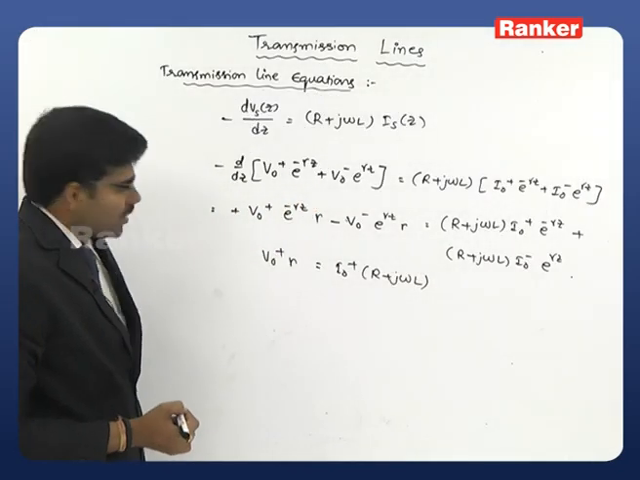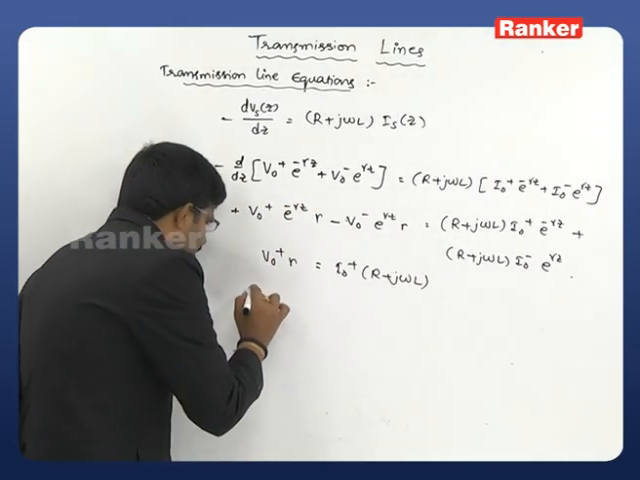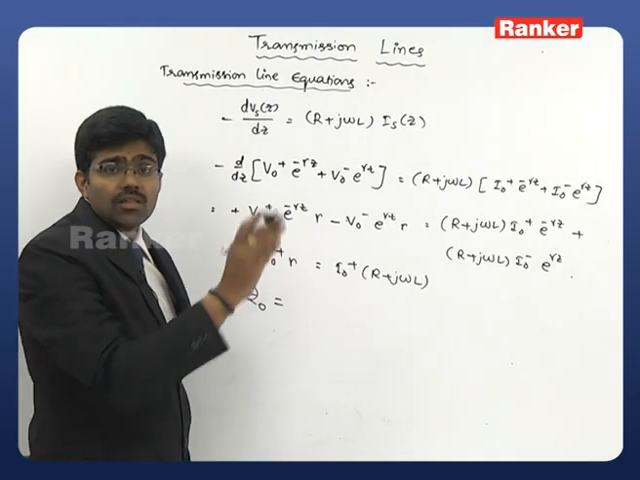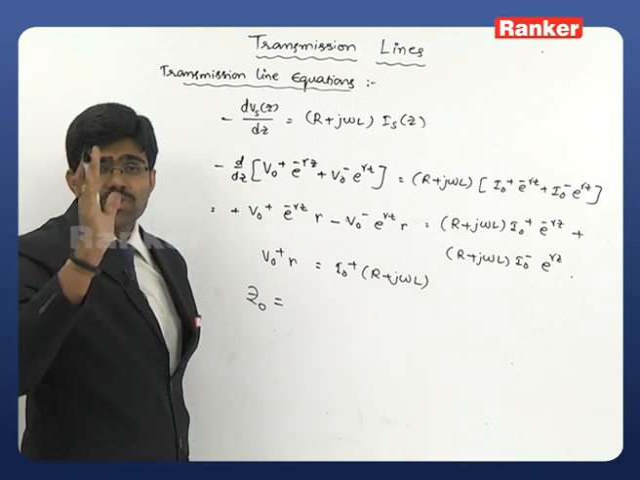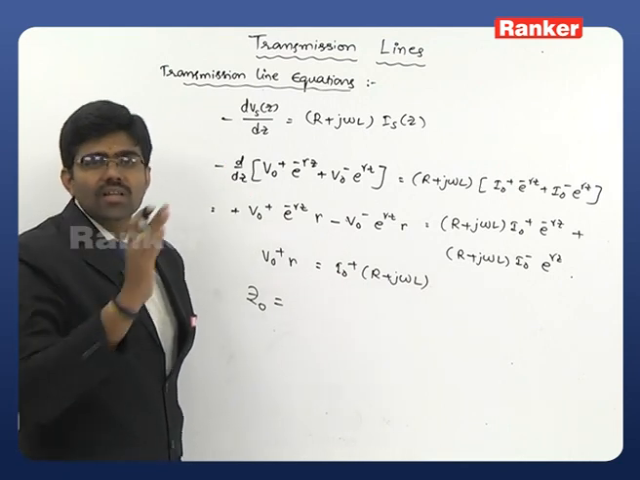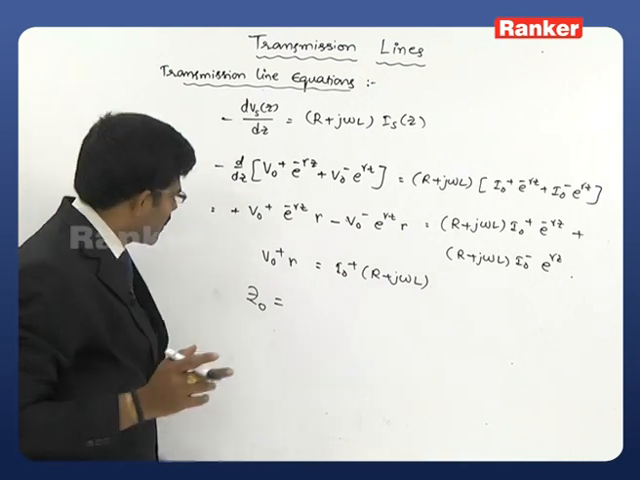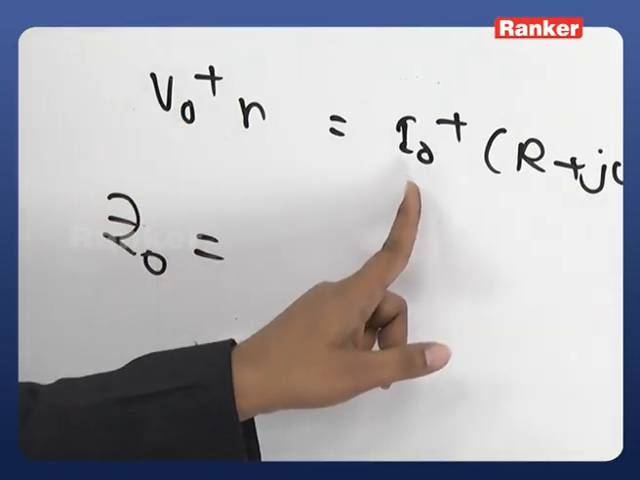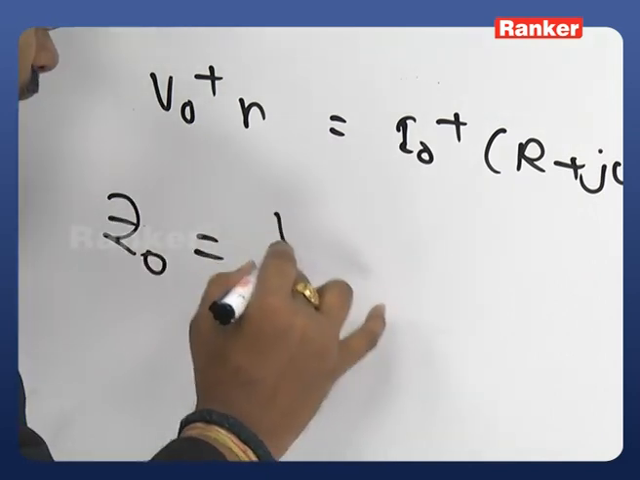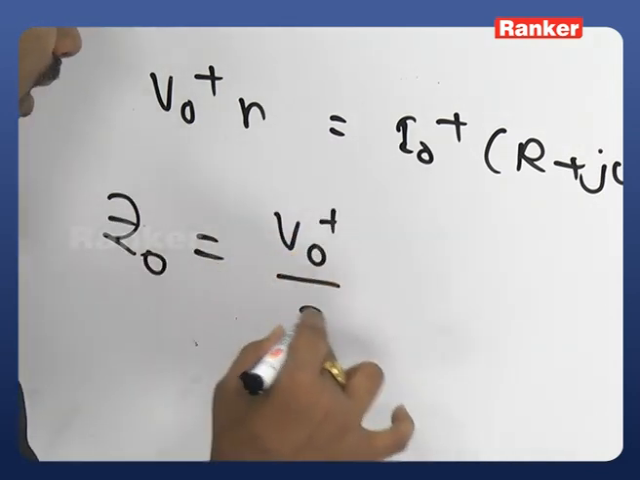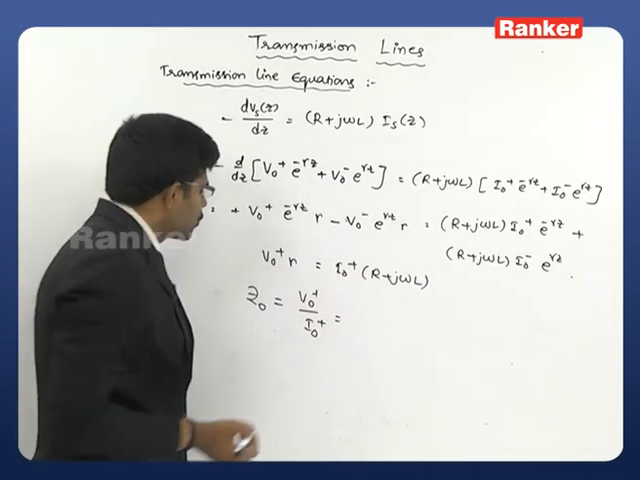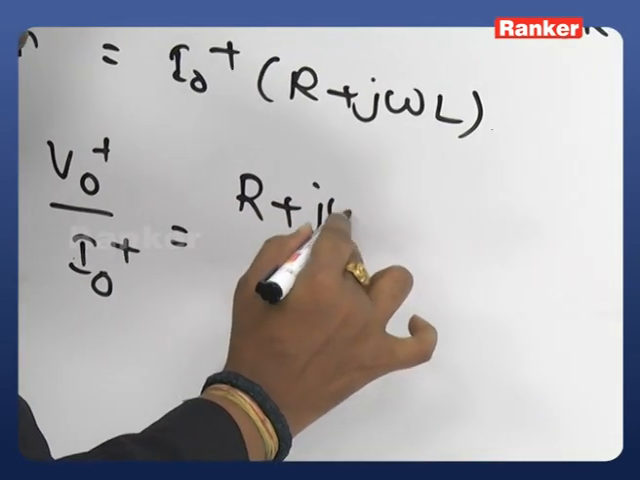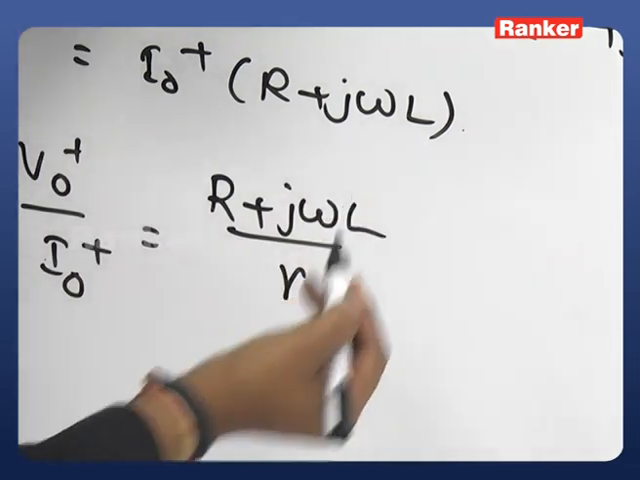Now how is our Z0 defined? The characteristic impedance of the transmission line Z0 was simply defined as the voltage travelling in the positive direction to the current travelling in the positive direction. V0 plus is the voltage travelling in the positive direction, I0 plus is the current travelling in the positive direction. Therefore simply it is V0 plus by I0 plus. So V0 plus by I0 plus gives you (R plus j omega L) divided by gamma.